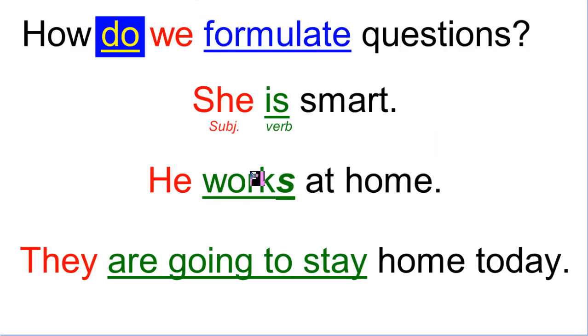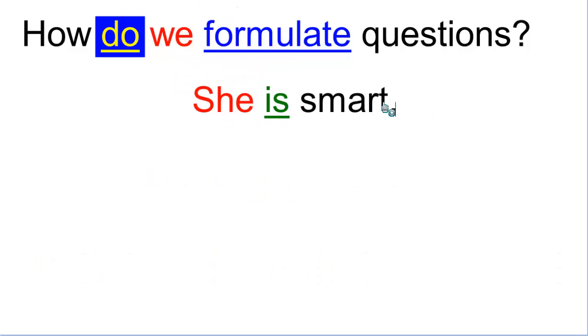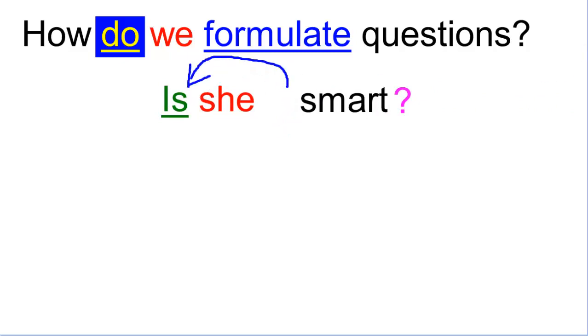In English, the most simple way to transform a normal sentence into a question is moving one part of the verb to the beginning. Usually, the first word of the verb is moved to the beginning. So as you see here, she is smart. The verb is "is". In this case specifically, you move "is" to the beginning. Instead of having "is" there, you move it to the beginning. This is a normal sentence. Now, this is a question.